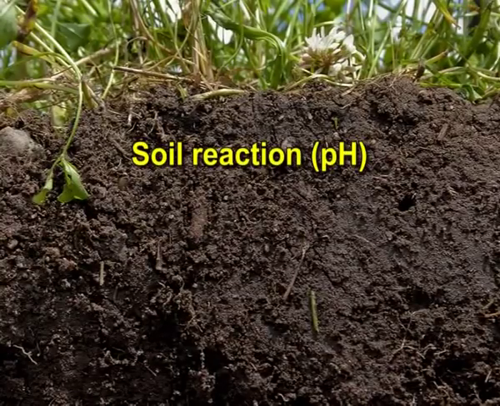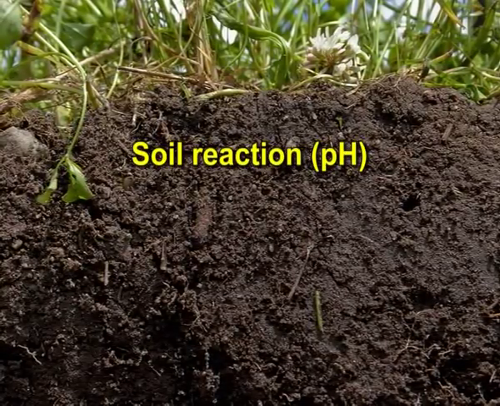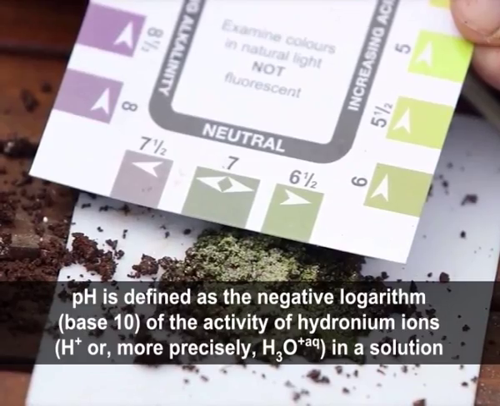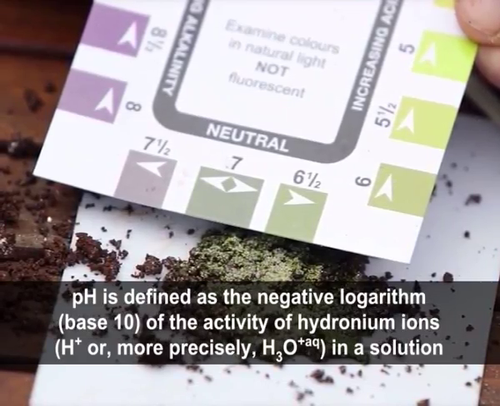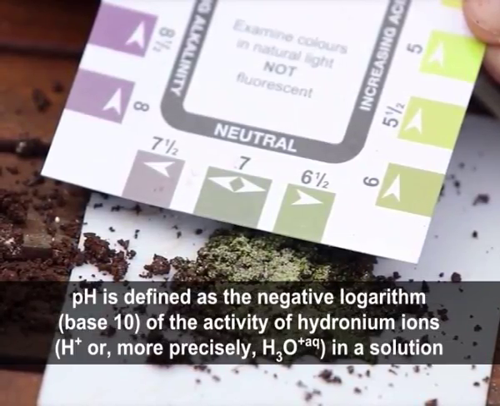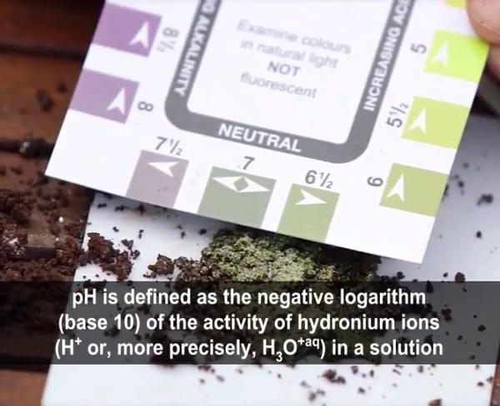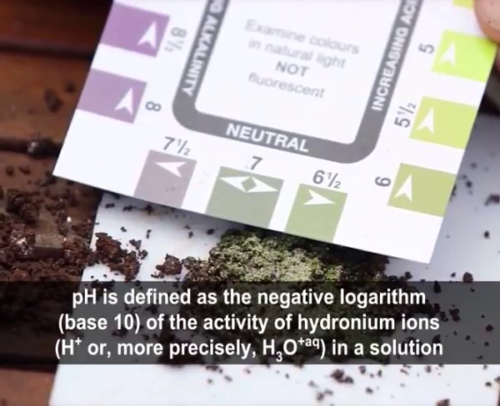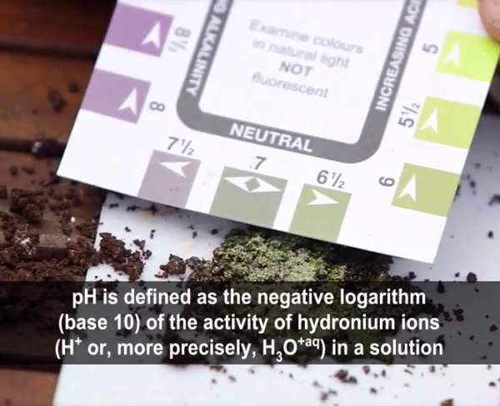Soil reaction or pH. Definition: pH is the potential of hydrogen. Soil pH is a measure of the acidity or basicity of a soil. pH is defined as the negative logarithm with base 10 of the activity of hydronium ions, H+, or more precisely H3O+ (aqueous), in a solution.